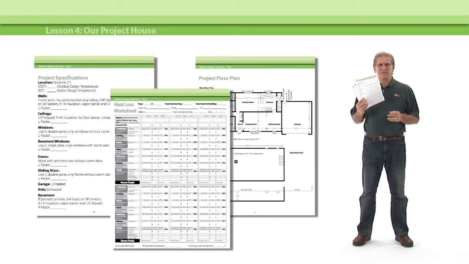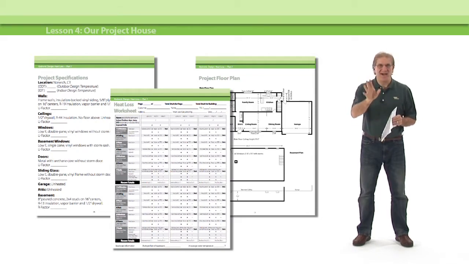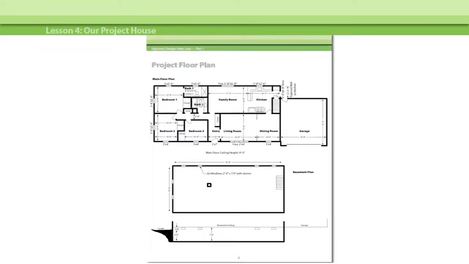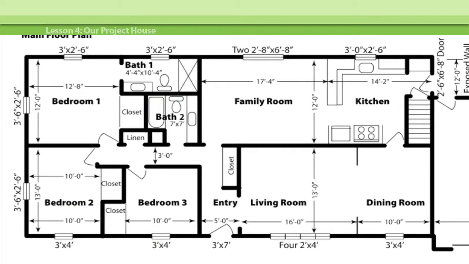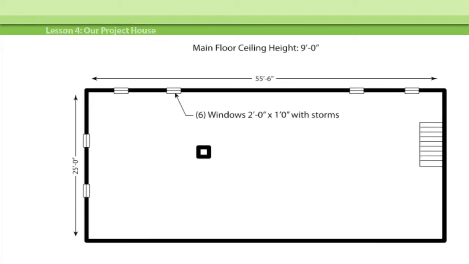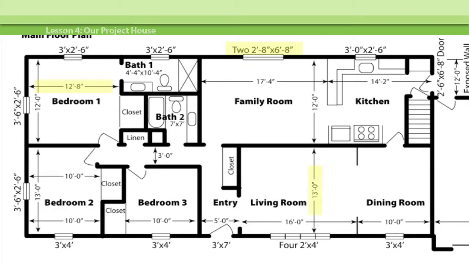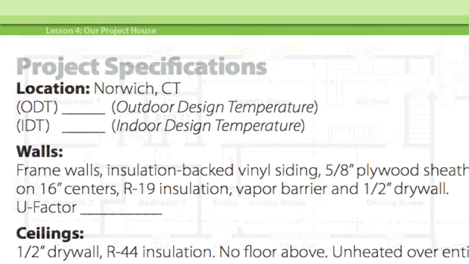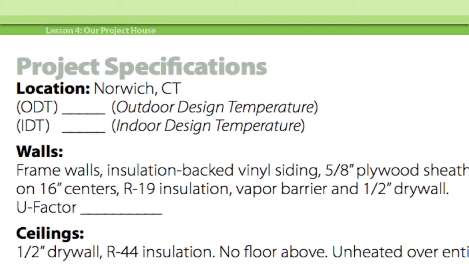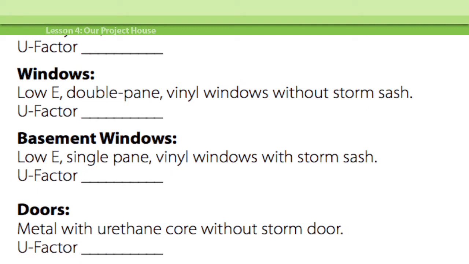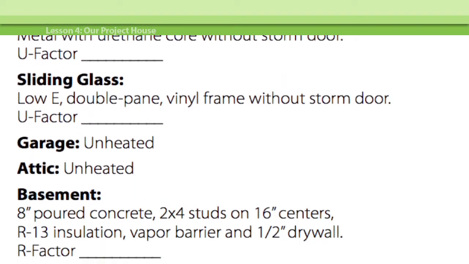We're going to follow the procedure on the worksheet to calculate the heat loss, and believe me, it's a lot easier than it looks. Now the floor plan is for a single-story home with an attached garage and a basement that's partially above grade. You have the dimensions for each room on the floor plan, and you also have the details for the construction on the spec sheet. That's the type of wall construction, the materials, the windows, the doors, and whether the attic or the garage is heated, etc.